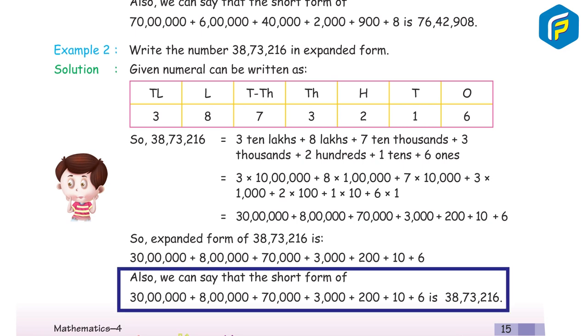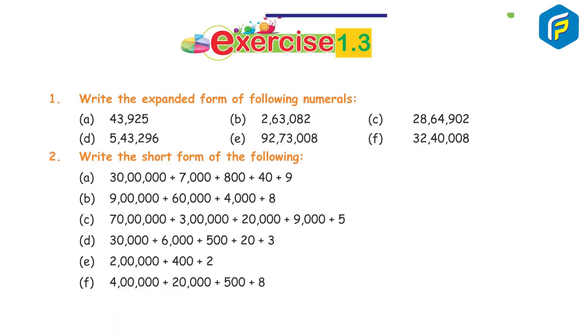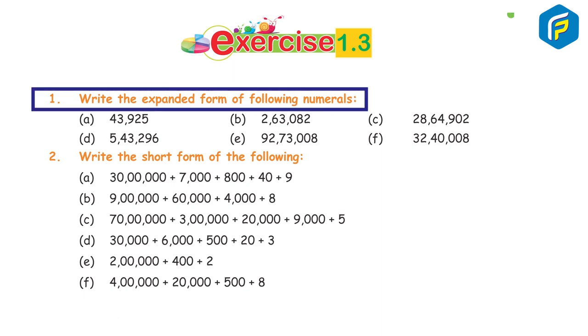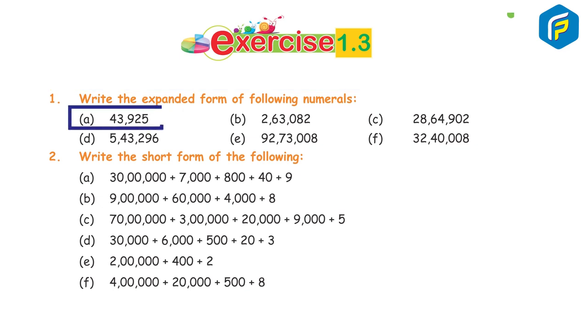Also, we can say that the short form of 30 lakh plus 8 lakh plus 70,000 plus 3000 plus 200 plus 10 plus 6 is 38,73,216. Exercise 1.3. Question 1. Write the expanded form of the following numerals. Answer: A.